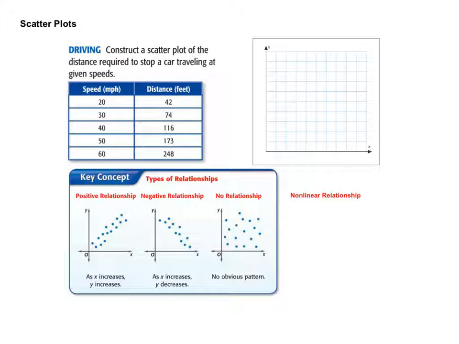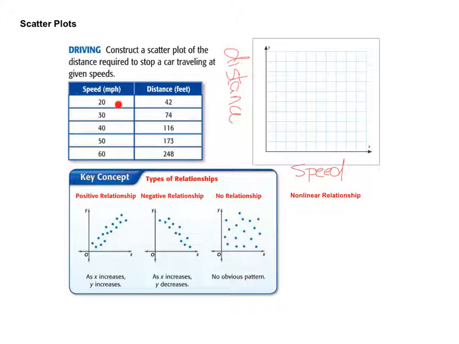A scatter plot is what it sounds like. It's going to look like a bunch of dots scattered all over the graph. Okay, so we have the x side of our table is speed. So we're going to put speed on the x-axis. We're going to put distance on the y-axis. We're going to scale our axes.